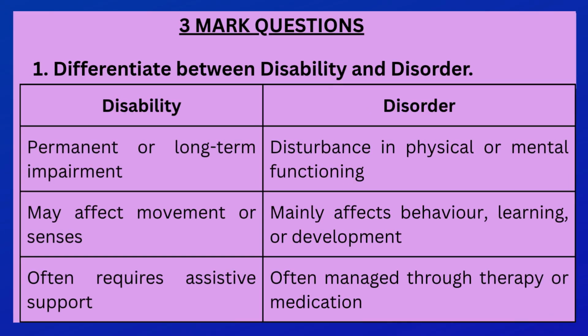3-mark questions. 1. Differentiate between disability and disorder. Disability: permanent or long-term impairment, may affect movement or senses. Often requires assistive support. Disorder: disturbance in physical or mental functioning. Mainly affects behavior, learning, or development. Often managed through therapy or medication.